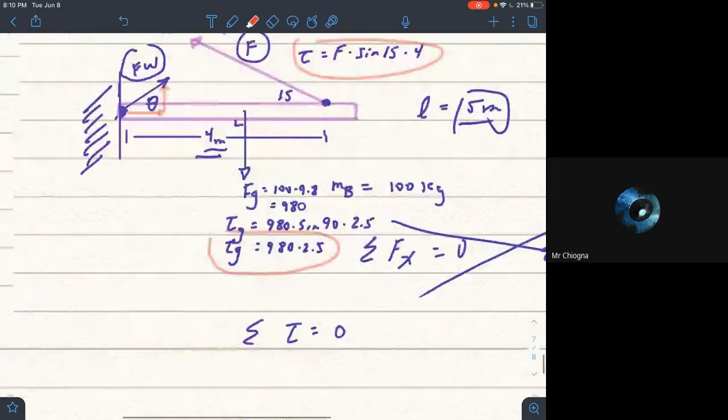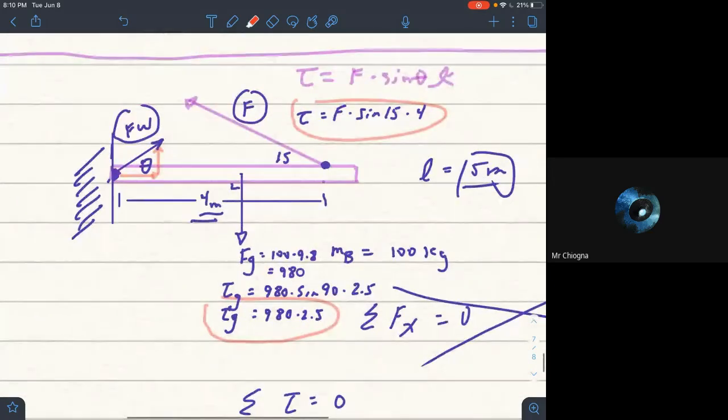Those are the only two torques. There's a force here, but that's not a force that's a distance away from the pivot. It's at the pivot, so the torque due to that is 0. Torque due to FW, I'll call it tau W, is 0. We don't need to count it.